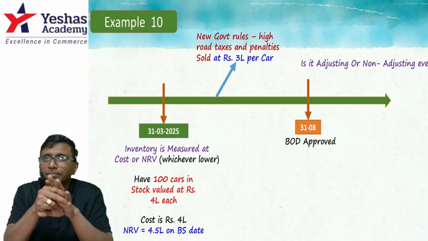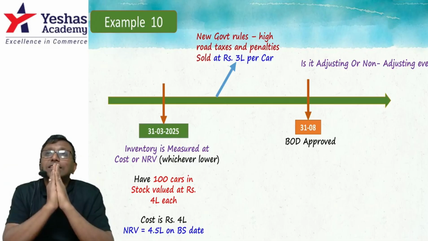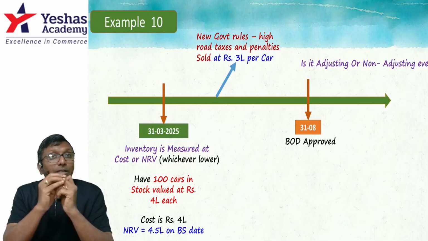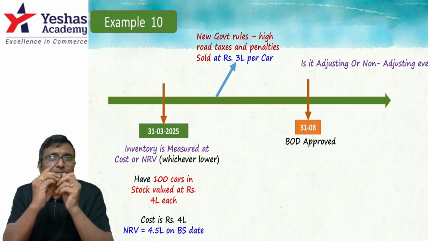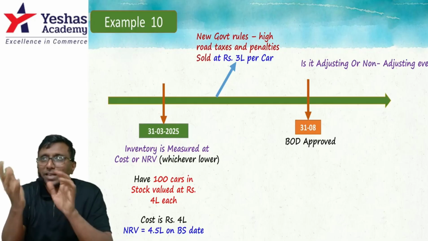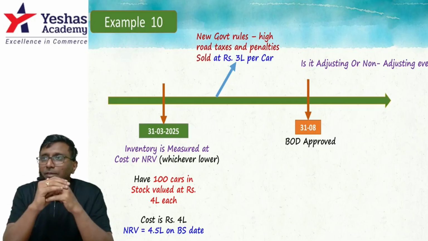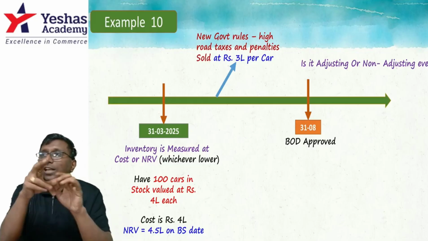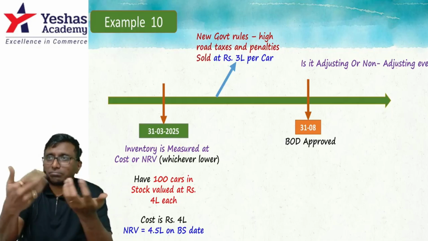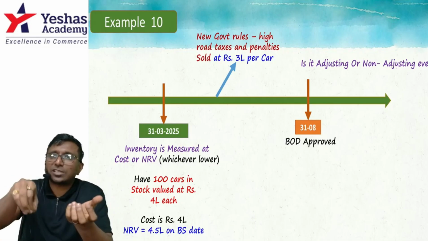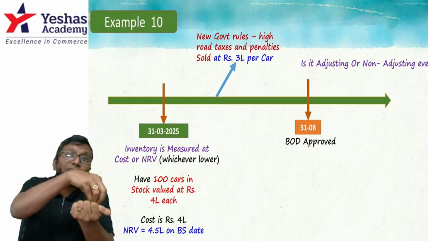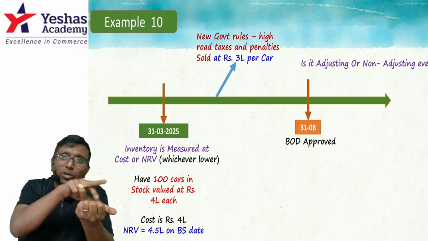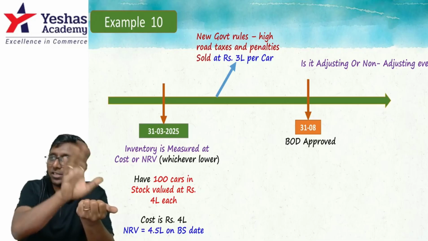Nothing wrong in this. Now, is it adjusting or non-adjusting? Think. If you say adjusting, what will happen? Backdate you are supposed to do. What do you mean by backdated? Inventory will be measured at 3 lakh. Do you agree? First, I'm not concluding. I'm just telling, if you say adjusting, inventory will be measured at 3 lakh. Because 4 lakh is cost, NRV will be 3 lakh if you consider it as adjusting. 4 or 3, whichever is lower, 3.